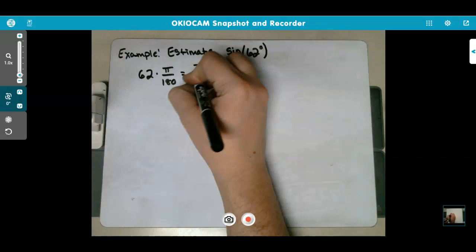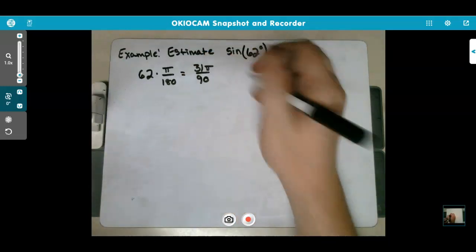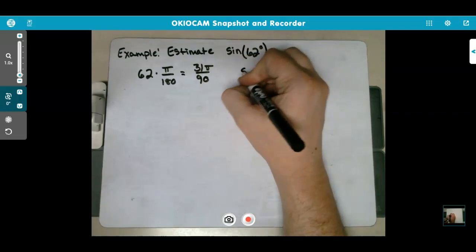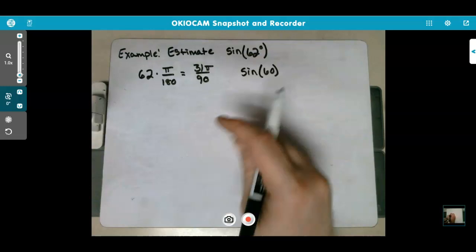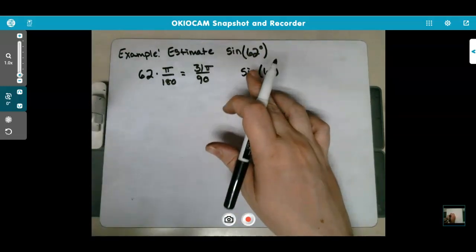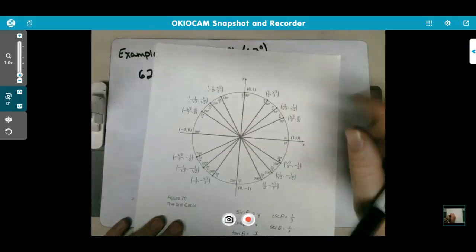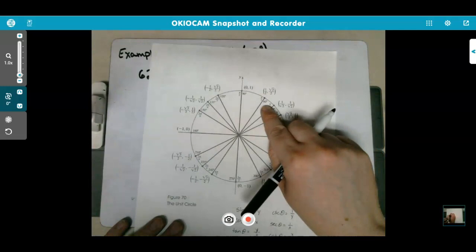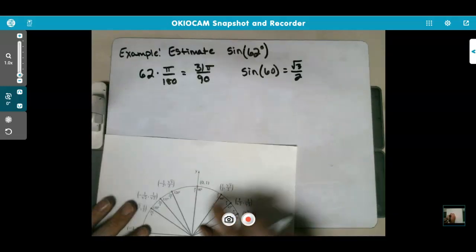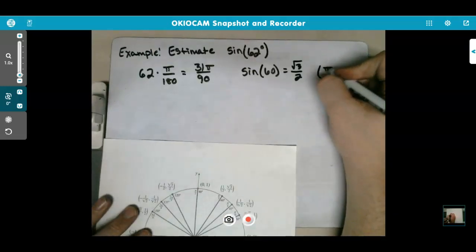So let's think about this. What is close to 62 that I know? Well, I know what sine of 60 is, so why don't I use that then, okay? Sine of 60, if we look at the unit circle, sine is the y, so it's the square root of 3/2. So I know I have the point. Remember, I want to turn it into radians, so pi/3. So we have the point pi/3, square root of 3/2.